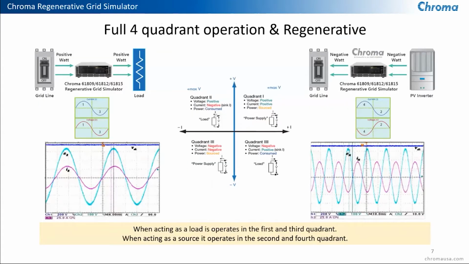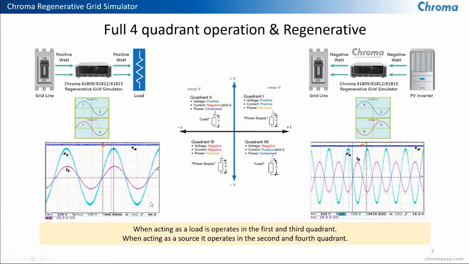Okay. Another really great feature of our regenerative grid simulator family is that it can operate in all 4 quadrants and has a regenerative design. That means that it's capable of withstanding 100% reverse current, so it acts as a source and as a load. Here in the middle, I've included this diagram. We can see how each quadrant is related to the voltage and current polarity and whether it's sourcing or it's loading.